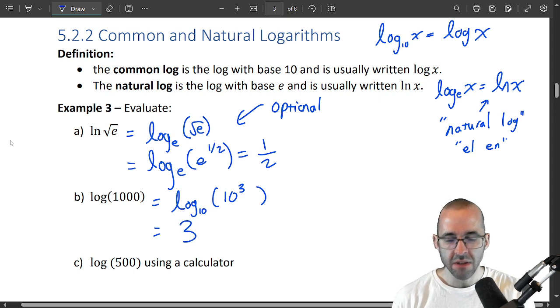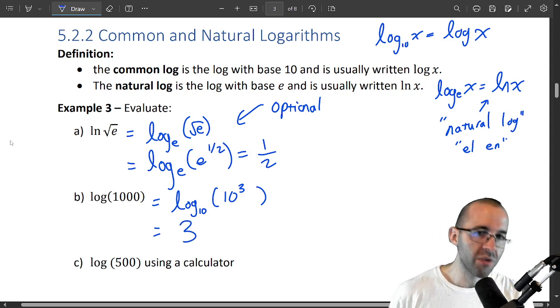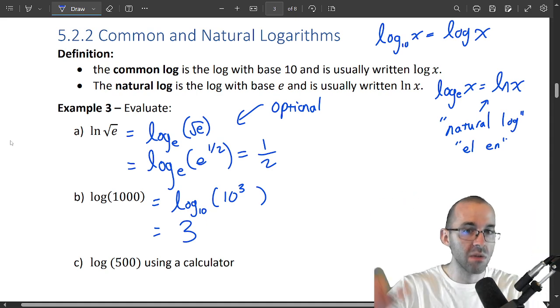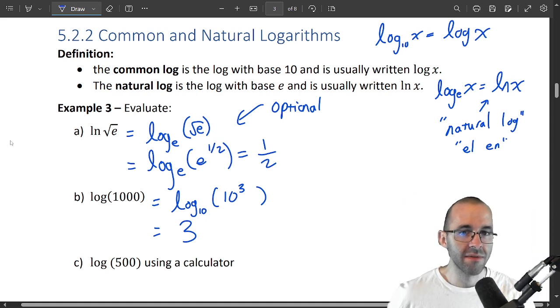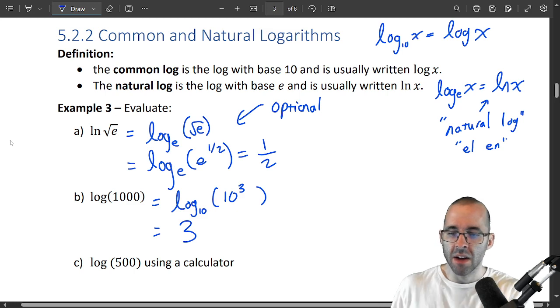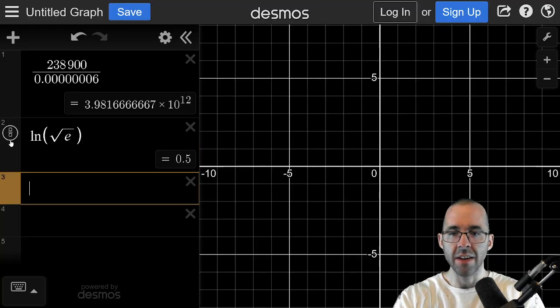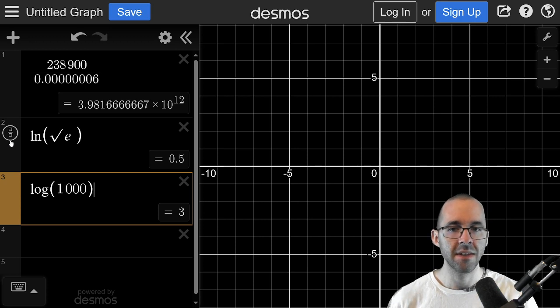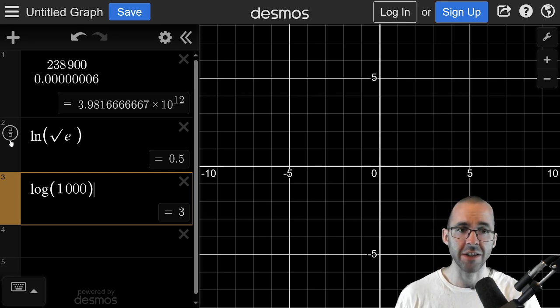They cancel each other out. The logarithm of an exponential function, they undo each other as long as they have the same base, which they do. The base is 10. And there we go. And again, you can type common log right into Desmos as well. Common log of 1,000 is 3.